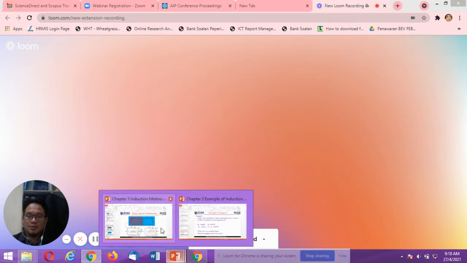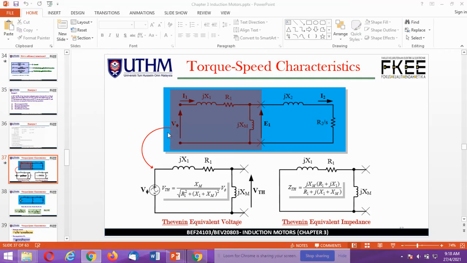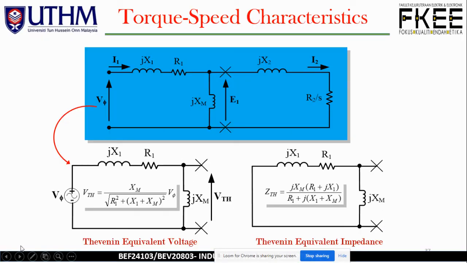So today we are going to continue with chapter number 3, or particularly the sub-chapter of torque speed characteristic. And again, this is the equivalent circuit of the induction machine, and thus we try to emphasize on this region only, the secondary part of the induction machine or the induction motor. So again, we do have the V phase, we have the I1, we have jX1, R1, as well as the jXM.